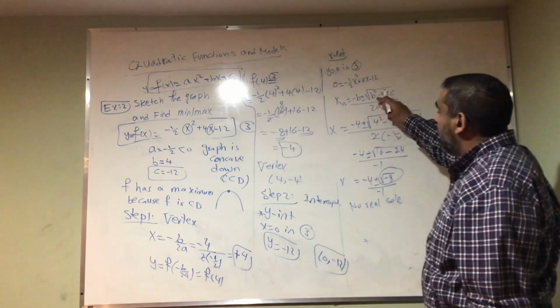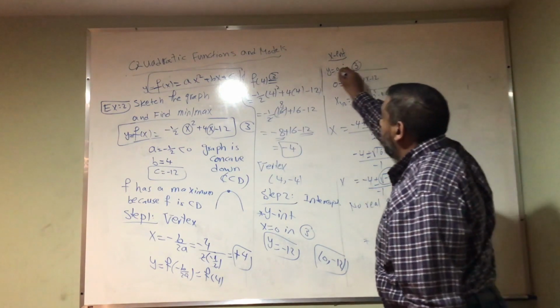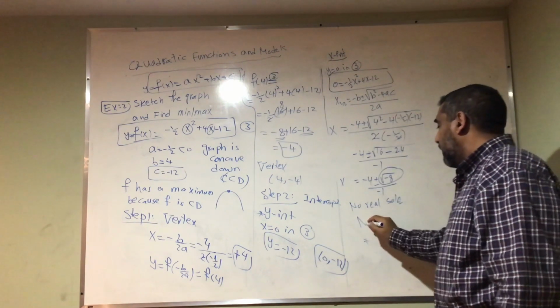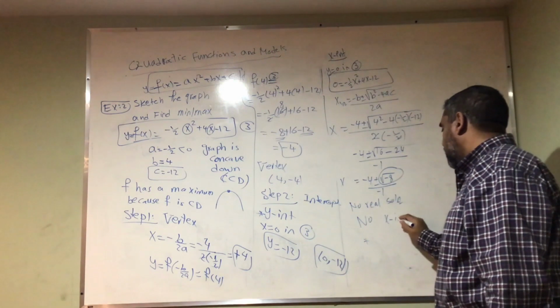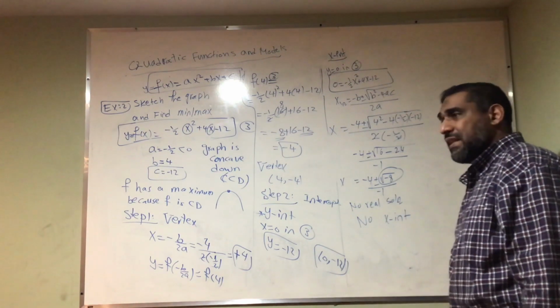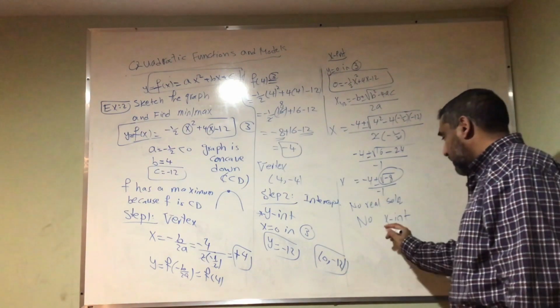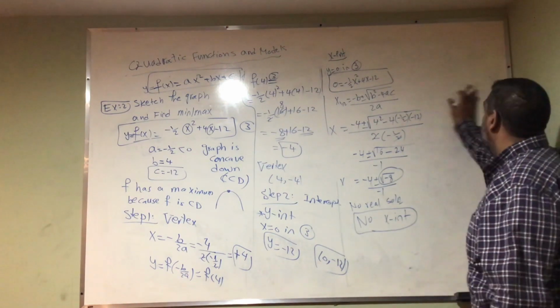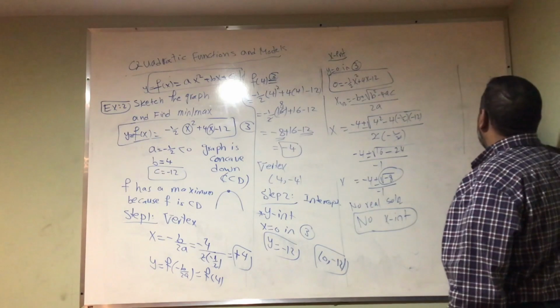So when you have no real solution for this quadratic equation, then there is no x-intercept, which means the graph does not cross the x-axis. The graph does not cross the x-axis. So I don't have an x-intercept. There is no x-intercept. So now I need to sketch the graph here, guys.